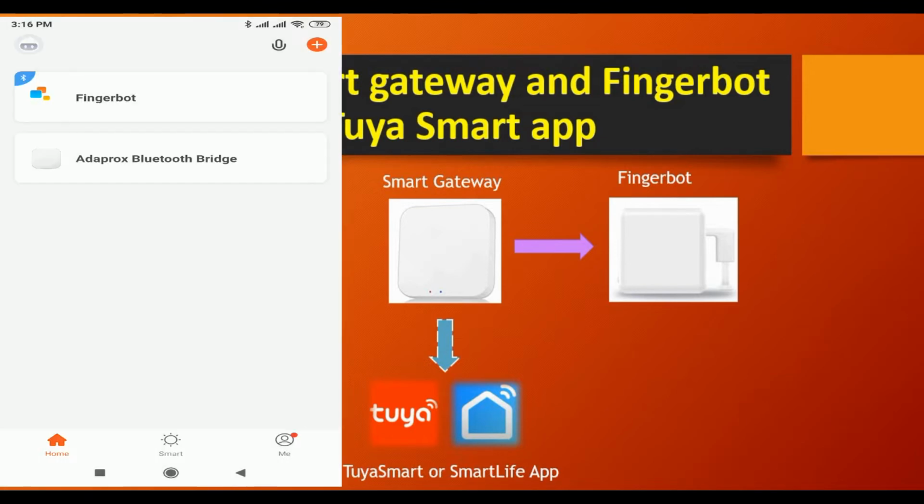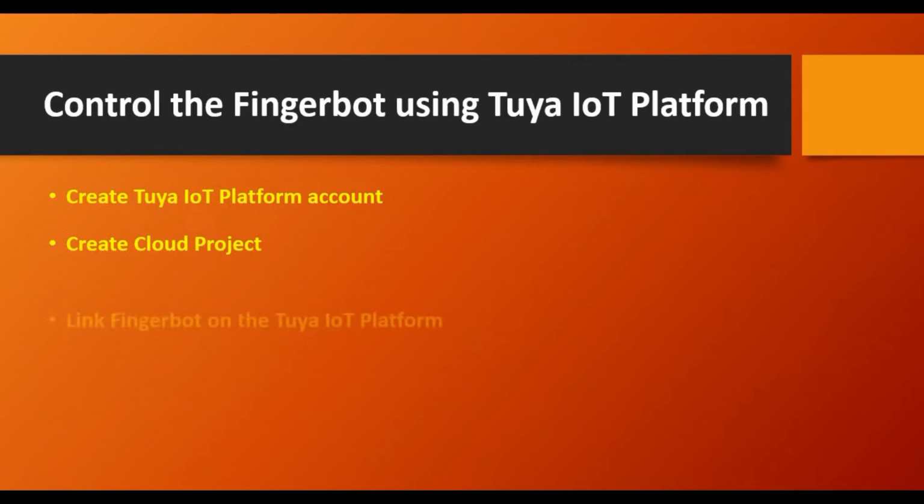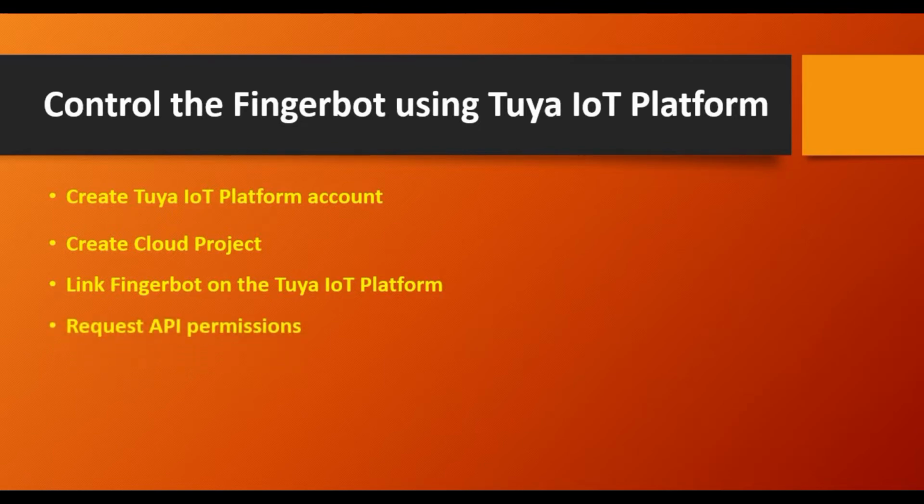We have to do it through the Tuya Smart app. So now we have the Smart app configured with our smart gateway and also your Fingerbot. Now we need to control the Fingerbot using the Tuya IoT platform, and there are some steps on that as well. We need to create a Tuya IoT platform account first, create an IoT Cloud Project, and link the Fingerbot from the Tuya Smart app onto the Tuya IoT platform. Then we have to request API permission, or choose which API we are going to use, and then control the Fingerbot or the device using these APIs. We will see all these steps step by step.